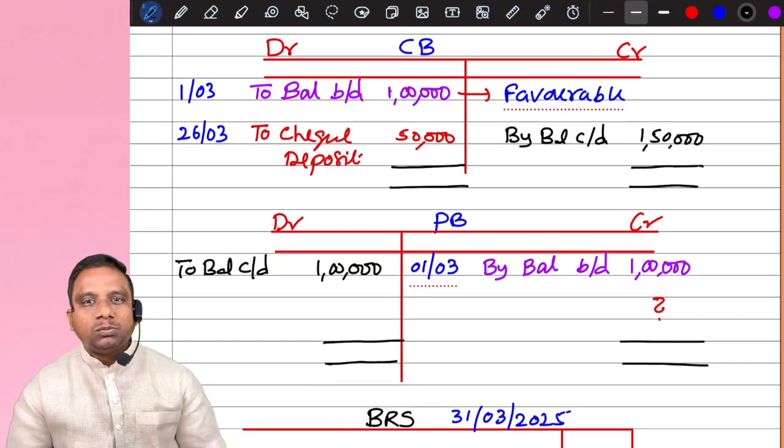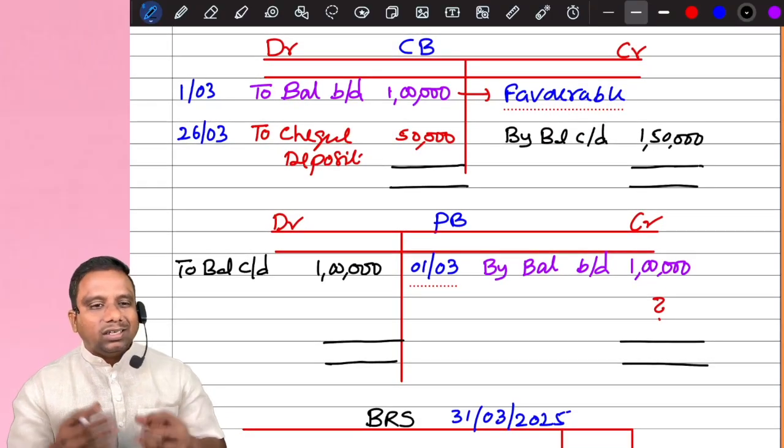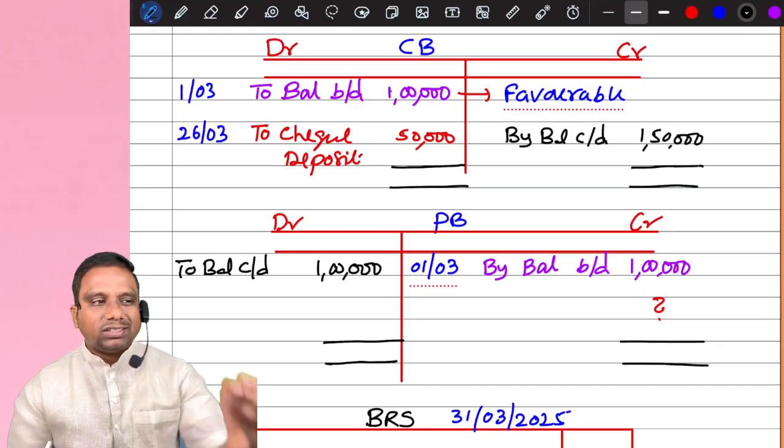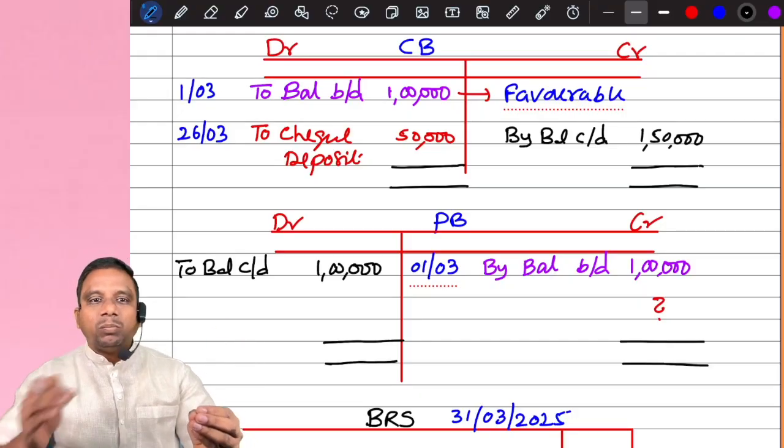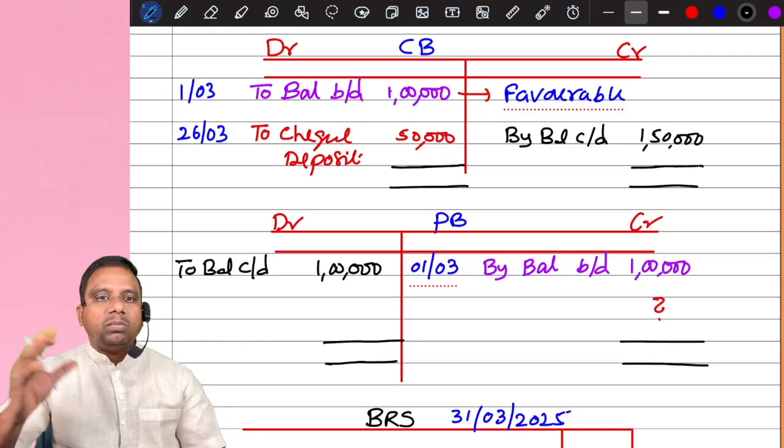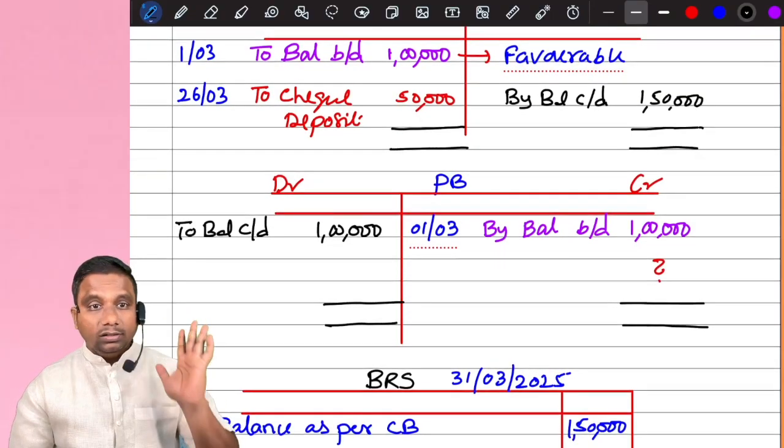Now observe the cash book and passbook and tell me what is the reason. The reason is simple, sir. We deposited the check. The same check is recorded in the cash book, but the bank did not collect it. That's why the bank did not record the entry.